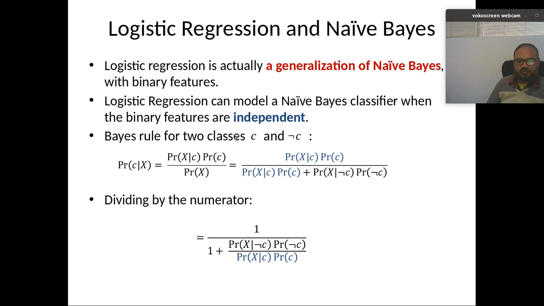Let's say we have Bayes rule for 2 classes, C and not C, and this is how our Bayesian formula works. You can change the denominator by dividing the probability of the features into 2 parts: the conditional probability of the features given class C, and the probability of features given the class not C. Then divide both the numerator and denominator by the numerator. You get this formula, which now looks like the logistic function.